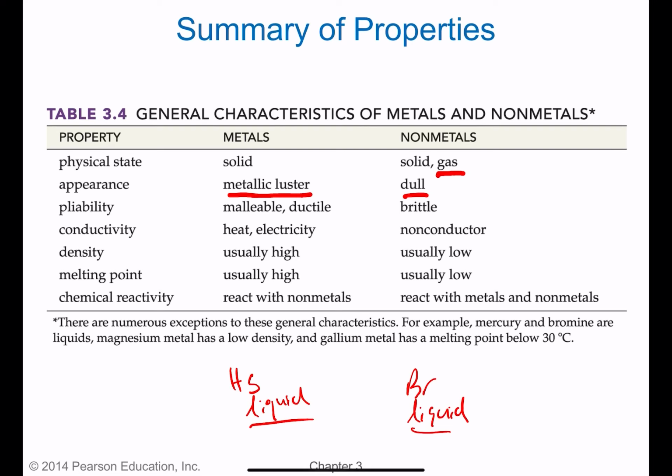The densities: metals usually have a high density, non-metals usually have a low density. Another very important physical property is conductivity, so metals conduct heat and electricity very well, and non-metals are usually non-conductors.